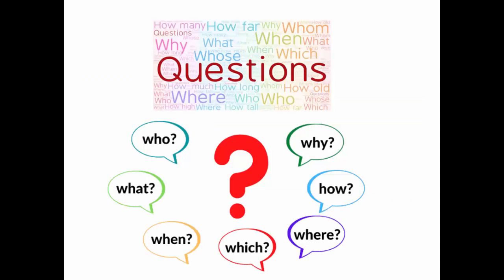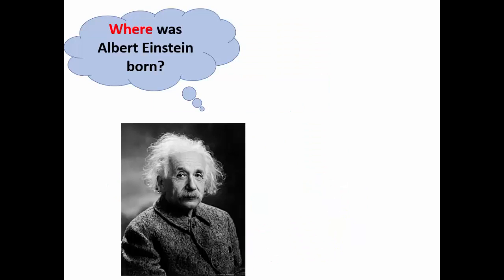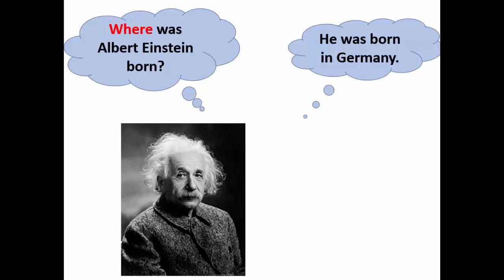Good. Okay, now we can continue with the double H questions. Let's look at them. There are who, what, when, which, where, how, and why. We will see some examples now. Let's start. Yes. Where was Albert Einstein born? Let's see the answer. He was born in Germany. With the question word where, we are asking for a place. Here, the answer is Germany.